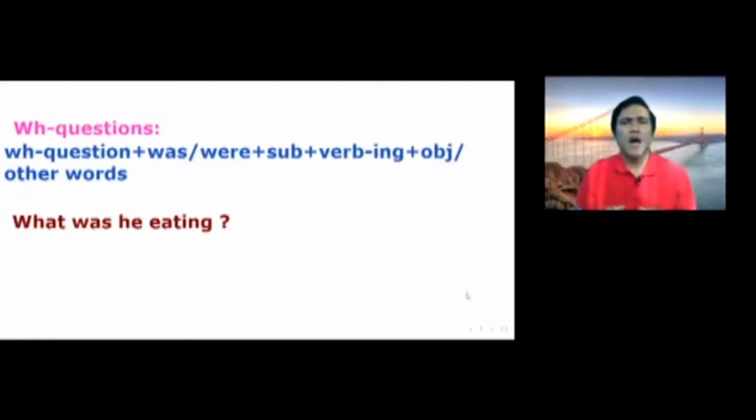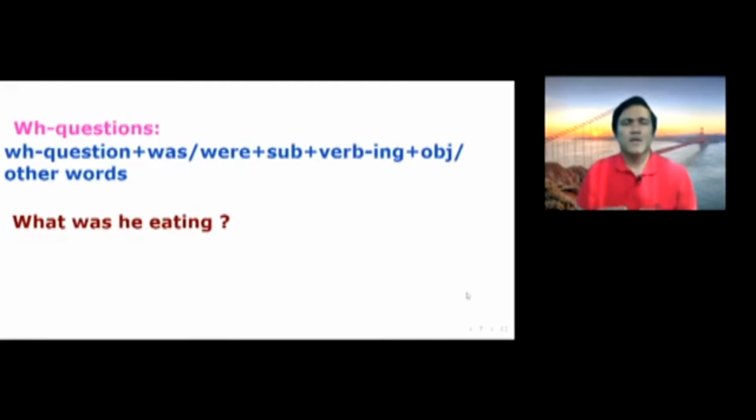Now we will learn how to make WH questions in past continuous tense. The form is: WH question word plus was or were plus subject plus verb-ing plus object or other words. Like, what was he eating? Tini ki khacchilen?